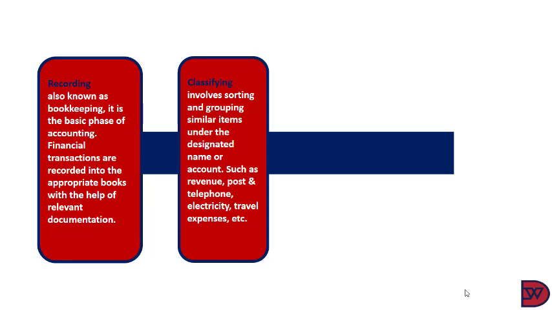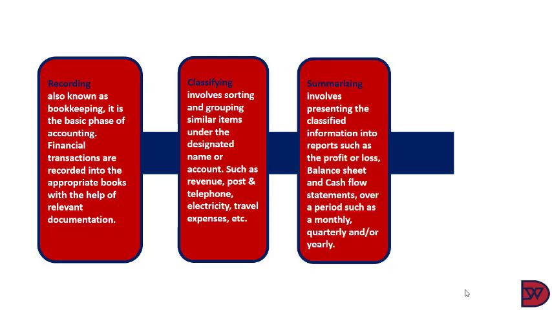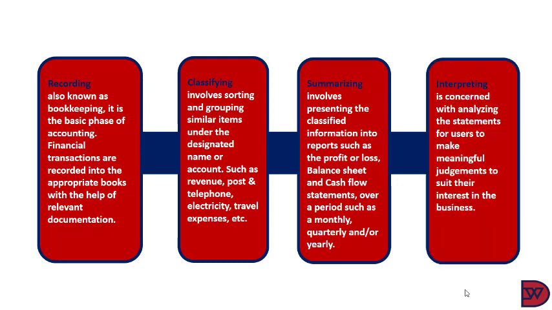Classifying involves sorting and grouping similar items under a designated name. That is, after you have recorded the various transactions, similar items are grouped under one heading. So various electricity charges are put under an electricity account, and various travel expenditures are put under a travel account. Summarizing involves presenting the classified information into reports such as the profit and loss, the balance sheet, and cash flow statement over a month, a quarter, that is 3 months, or a year, depending on who is requesting the information.